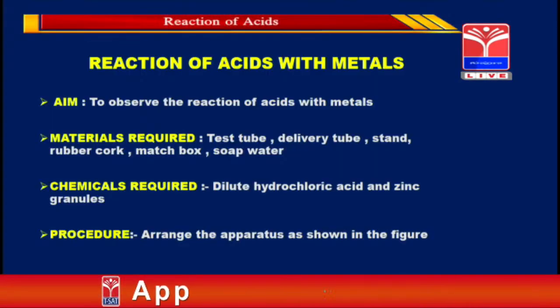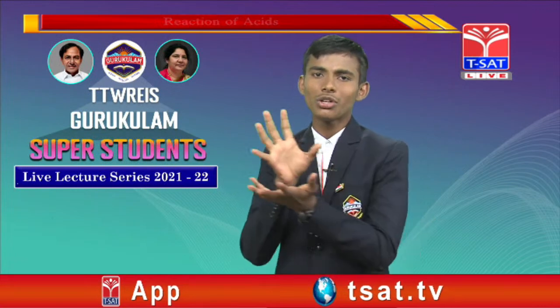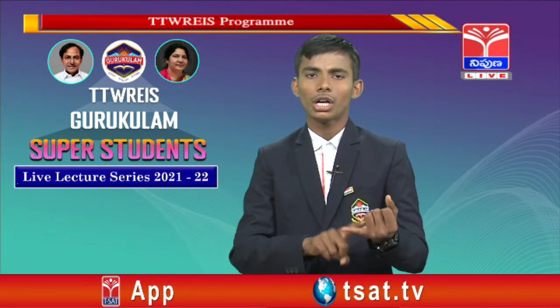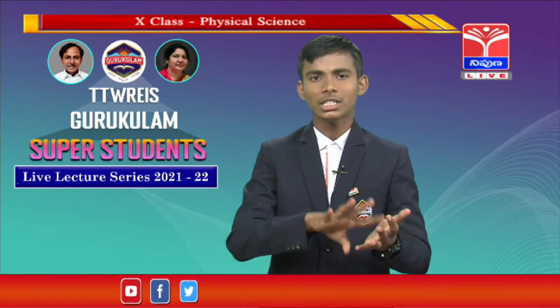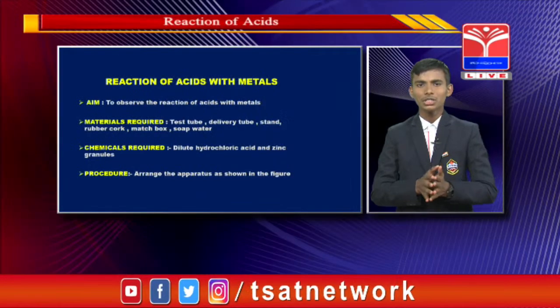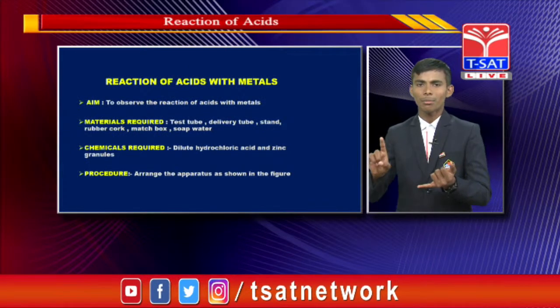Hydrochloric acid, sulfuric acid, nitric acid are some of the examples of acids. Iron, zinc, copper are some of the examples of metals. Now we are going to study the reactions of acids with metals. Aim of this activity is to observe the reaction of acids with metals.